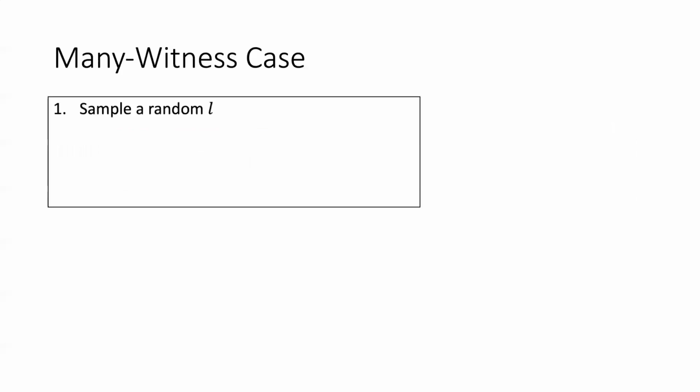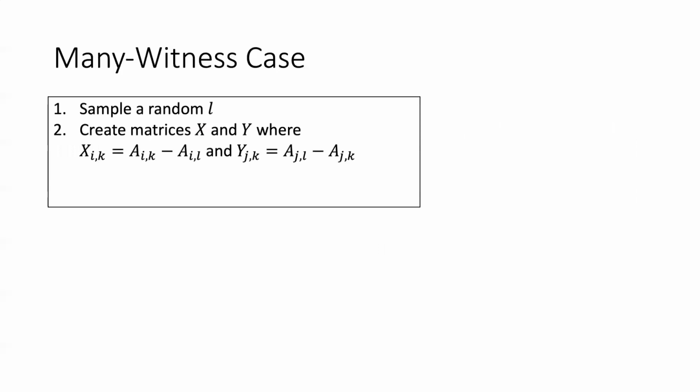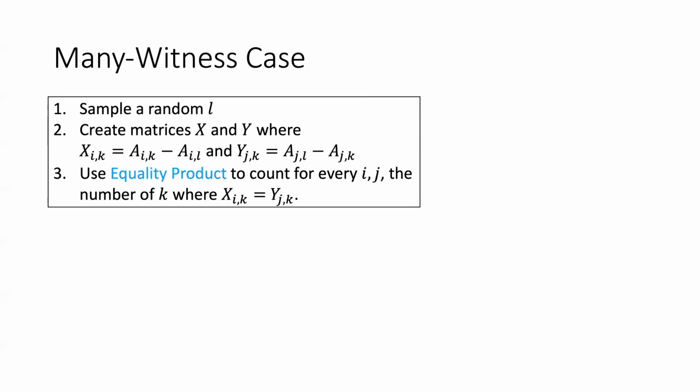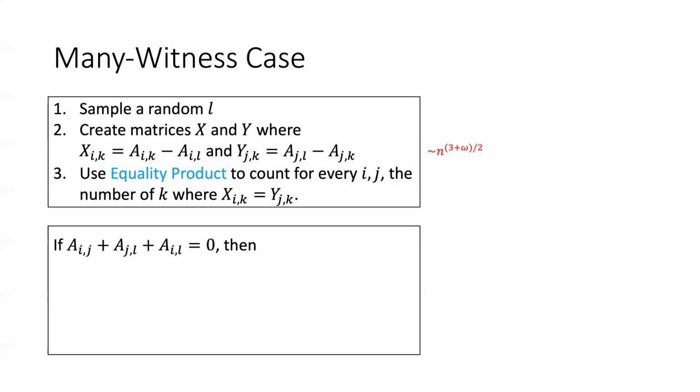For this case, we do the following. First, we sample a random index l. Then we create matrices X and Y, where X_ik equals A_ik minus A_il, and Y_jk equals A_jl minus A_jk. Then we use equality product to count for every ij the number of k where X_ik equals Y_jk. The running time of each iteration of this is roughly n to the 3 plus omega over 2, and it's essentially the runtime of the equality product.